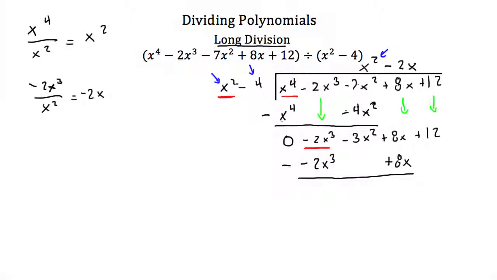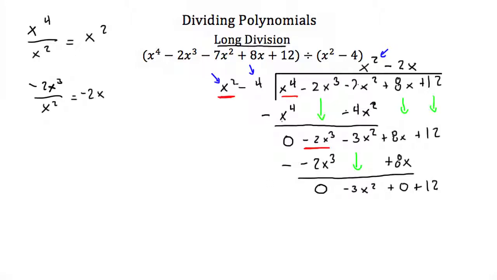Now I subtract these. Negative 2x cubed minus a negative 2x cubed is 0. I'm not subtracting anything from this negative 3x squared, so it just comes down, and we have negative 3x squared. 8x minus 8x is 0. And then I bring down my 12, and we're left with negative 3x squared plus 12.